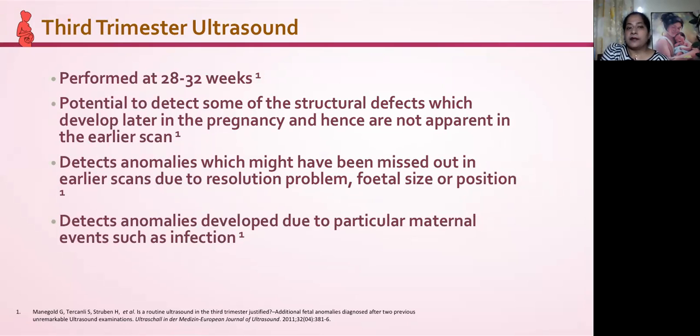Now, a third trimester ultrasound is usually performed during 28 to 32 weeks. It has the potential to detect some of the structural defects which develop later in pregnancy and hence are not apparent on an earlier scan. It detects anomalies which might have been missed in earlier scans due to resolution problems, fetal position or fetal size. It detects anomalies developed due to particular maternal events such as infections which may occur later on.